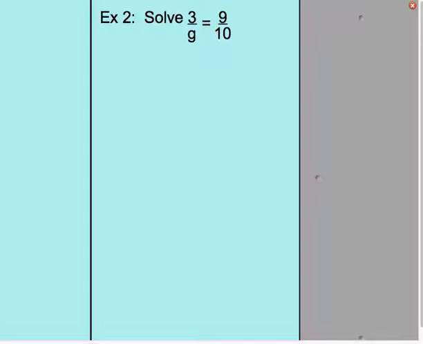I'm noticing a pattern on this one. It doesn't even matter that the variable is in the denominator, so I'm going to actually ignore my steps on this one and show you 3 times 3 gives us 9. So g times 3 equals 10. So to solve this equation, I'm going to divide both sides by 3, and g equals 10/3.